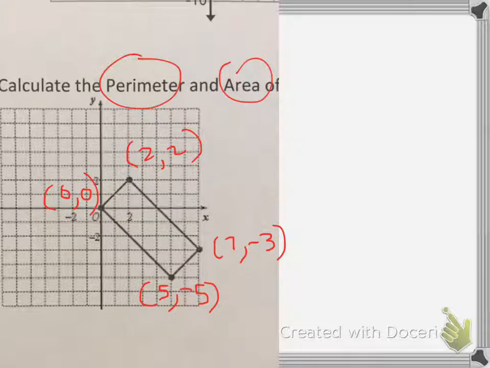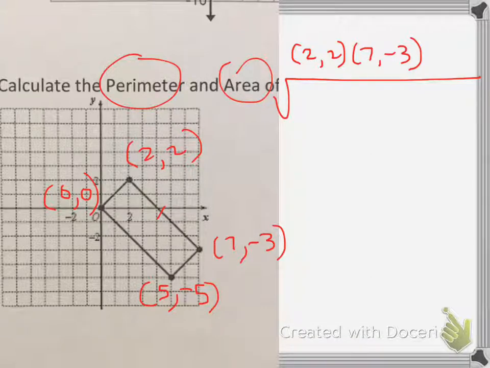So the first one we're going to do, let's do 2, 2 with 7, -3. I'm coming for this side first right here, and I have to put it through that big long distance formula. So I'm going to go 7 minus 2 squared plus -3 minus 2 squared, and I'm just going to punch it into my calculator that exact way.